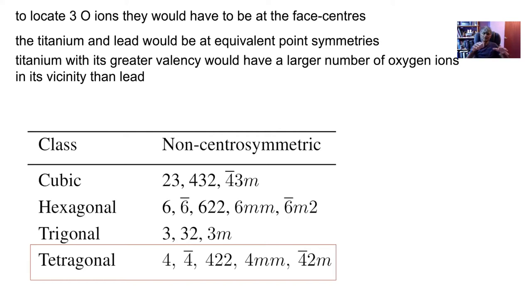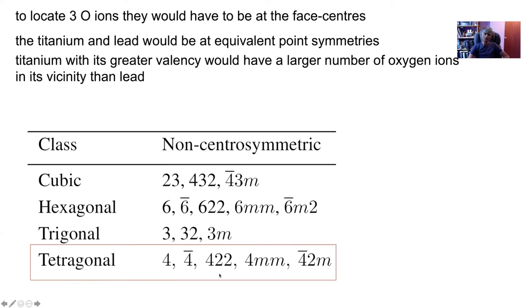The titanium and the lead would be at equivalent point symmetries because they both have just one titanium and just one lead atom in the cell. So they've got to be at the same sort of point symmetry. And we know that titanium has a greater valency and therefore it should be next to a larger number of oxygen ions than the lead is. The coordination of oxygen ions around the titanium should be greater than that around lead. So there's quite a lot of information we are gathering, apart from the symmetry of the structure, to determine what the locations of the atoms are.